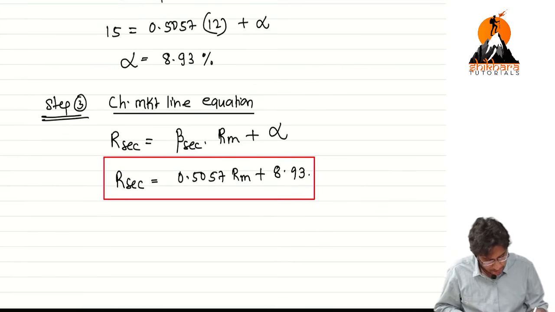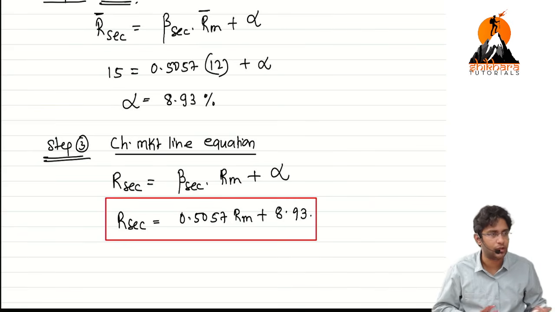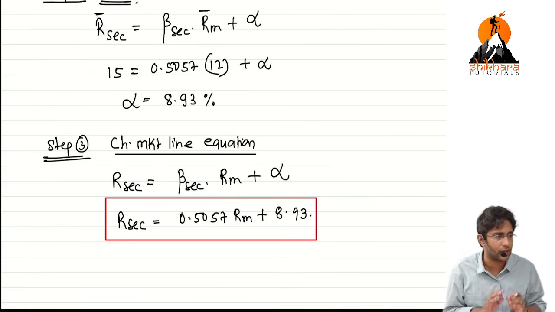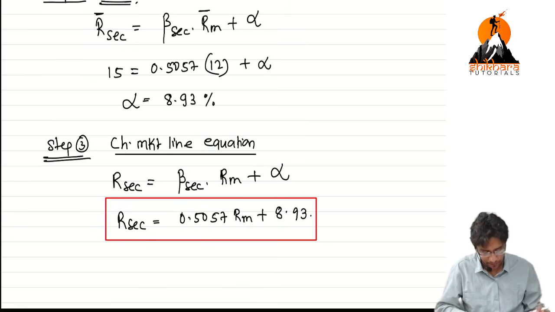That is that. Any doubt in this? With that, we are done with our concept called characteristic market line equation, solved.